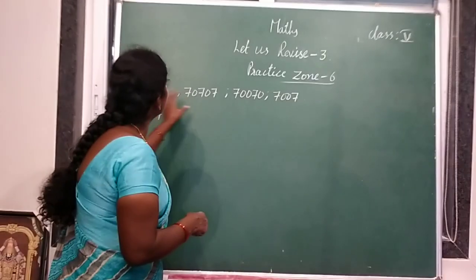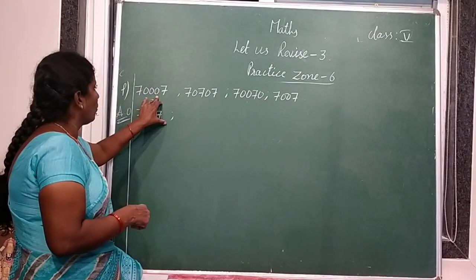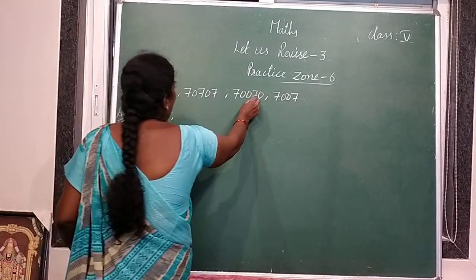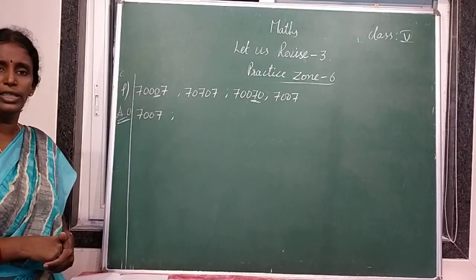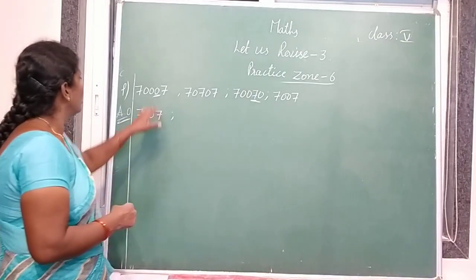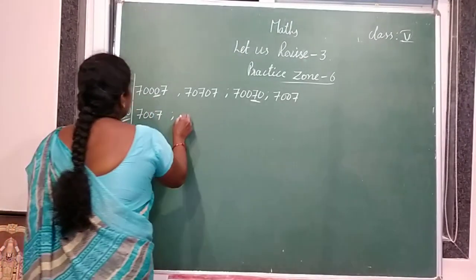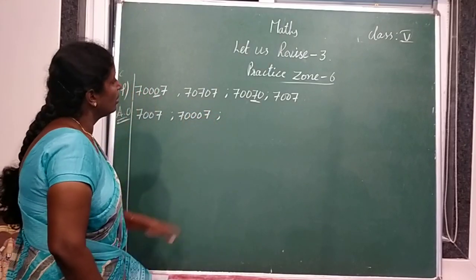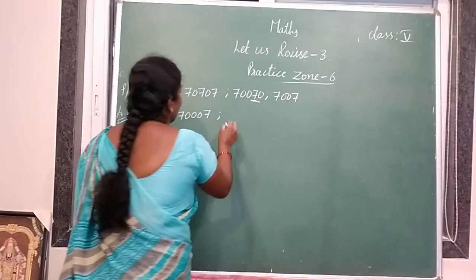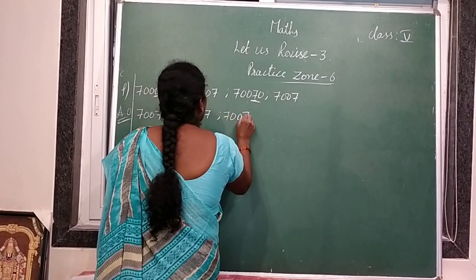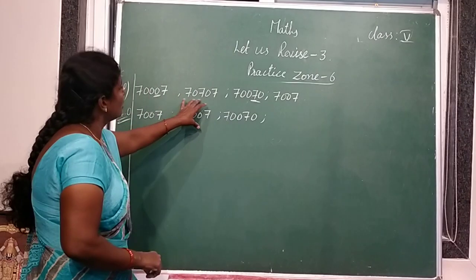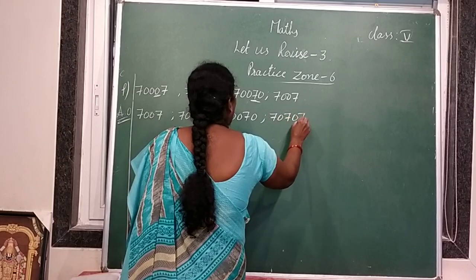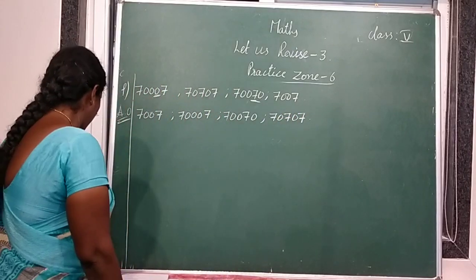So now check in these two. Next digit is 0 and next digit is 7. 10's place digits. 0, 7. Which is smaller? 0 is smaller or 7 is smaller? 0 is smaller. So 70,007. After that 70,070. After that last 70,707. Okay children. Next last one.